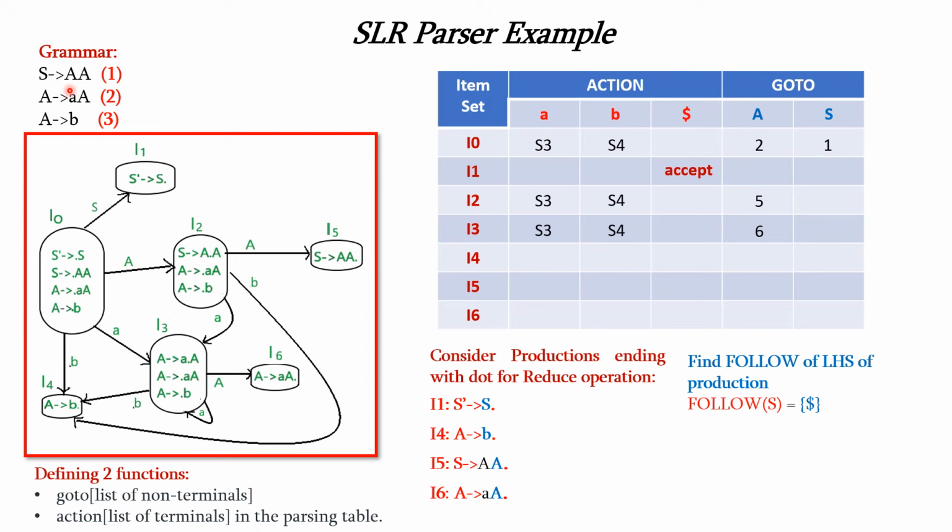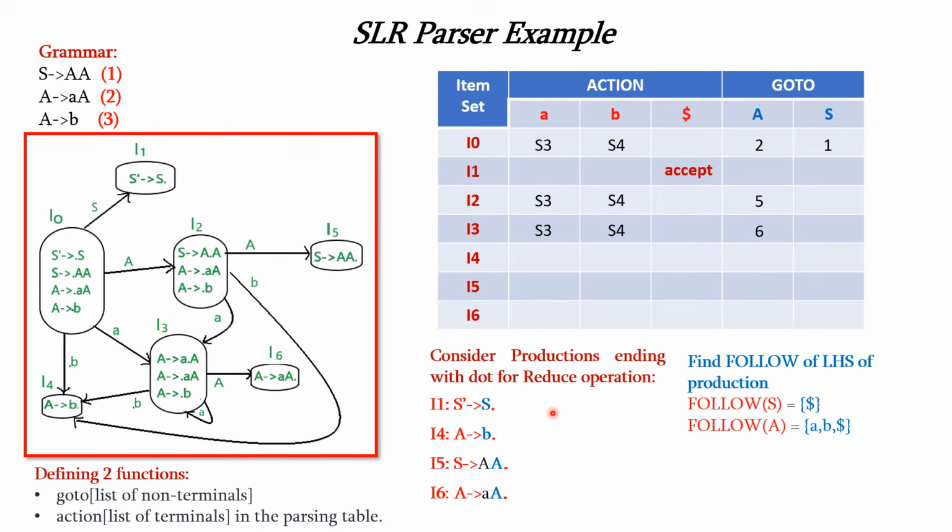If we consider this A, since it is not coming at the end of the production, we have to find the first of the next symbol. So the next symbol for this A is A. So we have to find first of A. So first of A is nothing but small a and small b. And in these cases we have A at the end. So in this case we have to find the follow of its left hand side. So follow of S is dollar. So follow of A will be a, b and dollar.